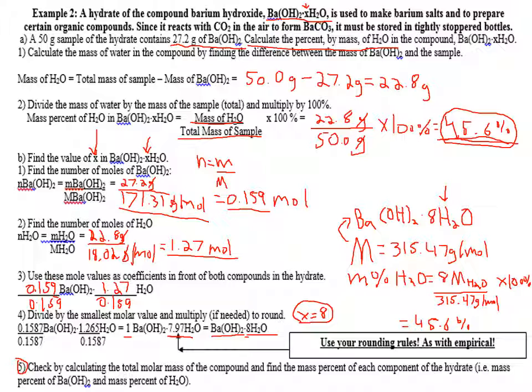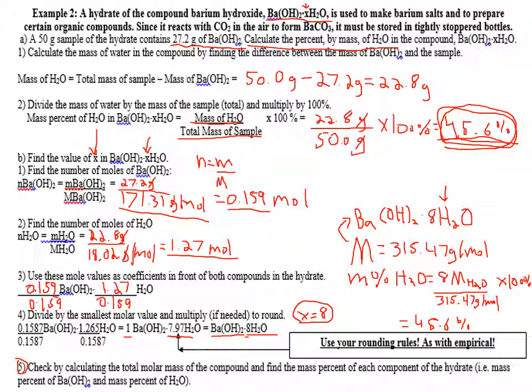So we want to make sure that at the end, our percent composition, our mass percent of water, matches the mass percent of water that we calculated initially from the data that was provided in the question. And that's a great way to check your work. If you can become efficient at doing that, then your work is more efficient and more effective, and you can see that your work is actually done correctly. So that's how to find the formula of a hydrate from some mass data.